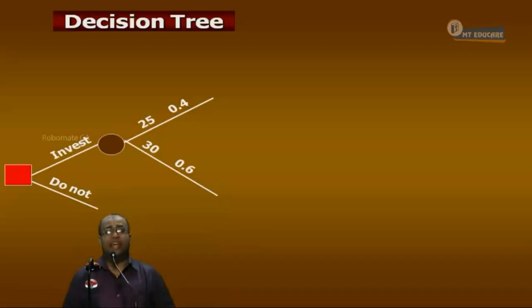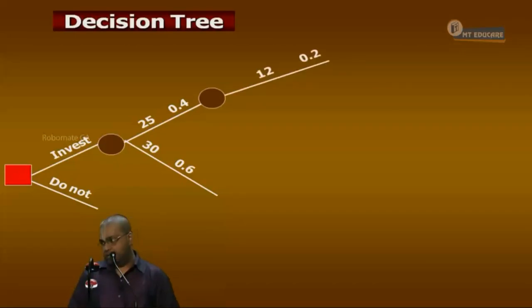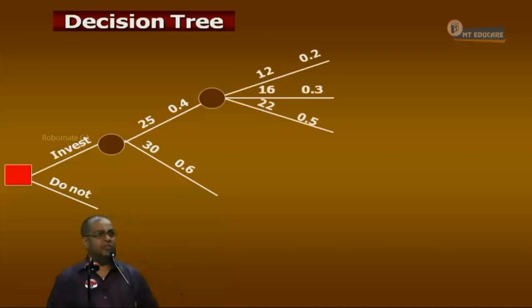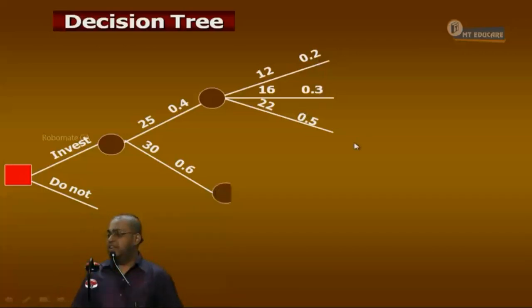Next. First year 25,000. Second year maybe what? Tell me. 12,000 or 16,000 or 22,000. Respond yes or no. What is the probability of 12,000? 0.2. 16,000? 0.3. 22,000? 0.5. Am I right or not? Now, first year 30,000. Now what may happen in second year?